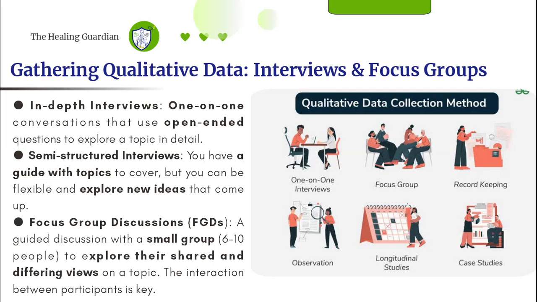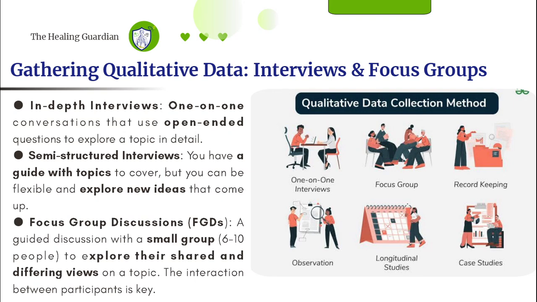When you're doing qualitative research, we are gathering qualitative data. There are many methods. You can do in-depth interviews, that is one-on-one. You get maybe a traditional birth attendant, then you want to understand her role in the community. You go to her, talk to her, then you start an in-depth interview. You can use semi-structured interviews where you have a guide with topics, but you are free to explore new ideas. If what they have said sparks you to speak about something else, so it is semi-structured. It's just like a guideline.